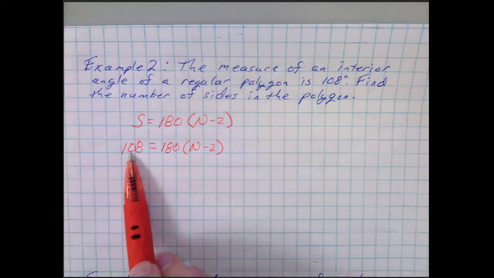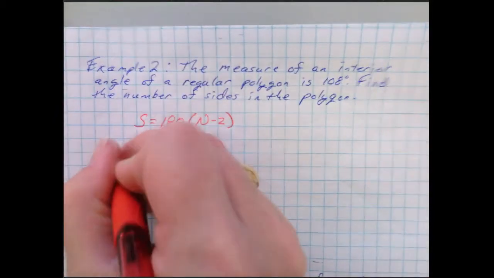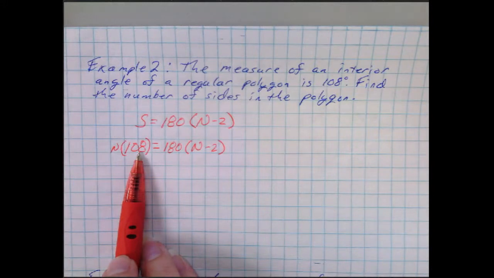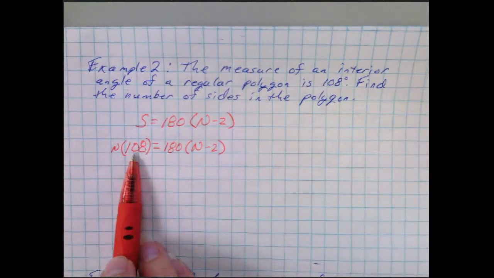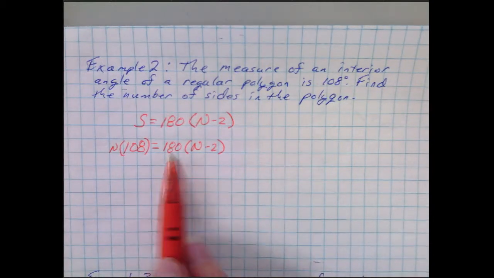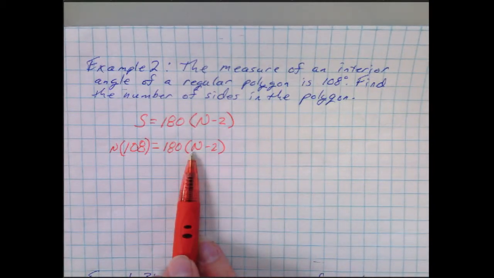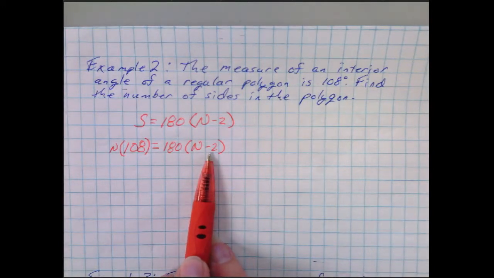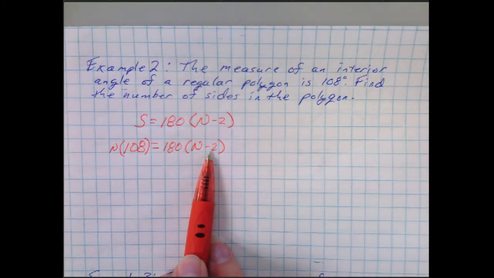And let's see here. This should be times n. We're taking the number of sides times, or excuse me, the number of angles times 108, which is the same as the number of sides, equals 180 times the number of sides minus 2. Okay, so let's just simplify here.